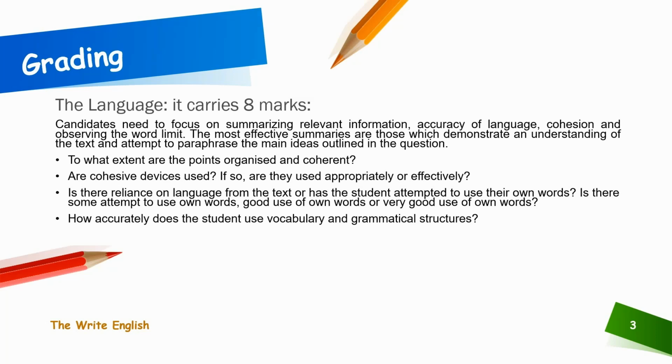The accuracy of language is related to grammar, vocabulary, spelling, and so on. Cohesion means using linking words like furthermore, in addition, moreover, however. The most effective summaries are those which demonstrate an understanding of the text and attempt to paraphrase the main ideas outlined in the question. Paraphrase here means using your own words. So, please try not to use the same words which are in the original text. Try to use your own words.